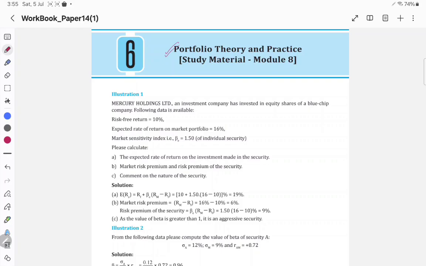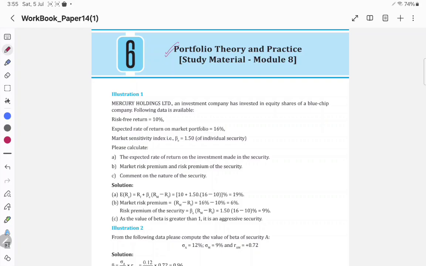Once again, I'm repeating, we are starting with the workbook revision of paper number 14, that is Strategic Financial Management, which the institute has recently released. So we are starting with the chapter portfolio. Okay, so let's begin in 1 2 3.